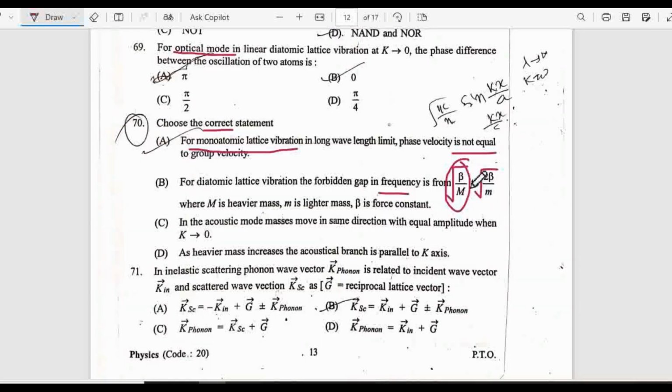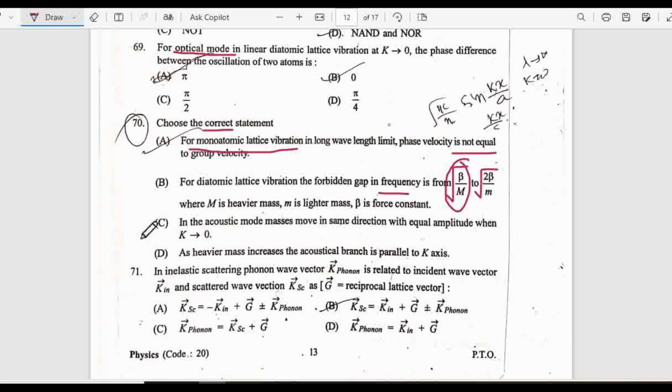But it is given beta by m. In the first situation, there is no root over here, so this is incorrect. But let's suppose a root is present; then in the notation it is beta by capital M. There is no 2 here. So this option B is the incorrect statement.